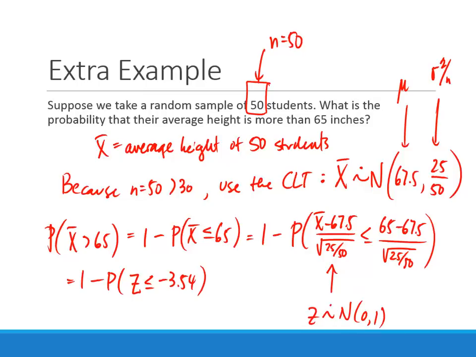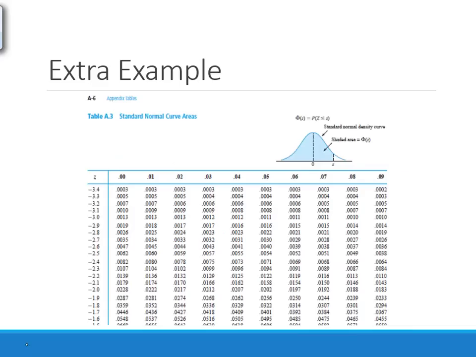And now once we're down to here, we're back in our favorite boat where we can just go look at the table and find that probability. So I can flip over to the table. I want something about negative 3.54. So I try to find negative 3.54 on the table, and it's not there. The smallest number I have over here is negative 3.49.